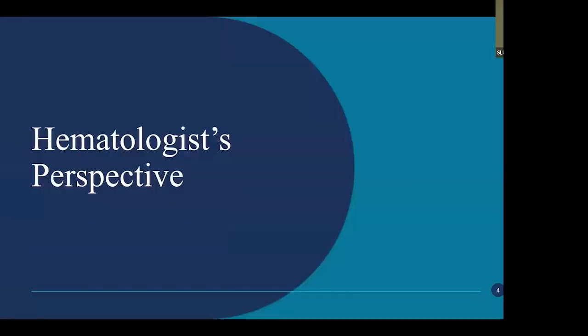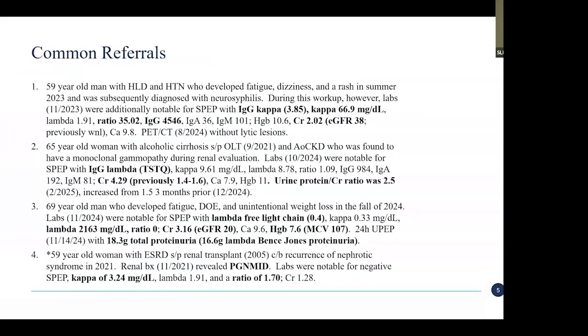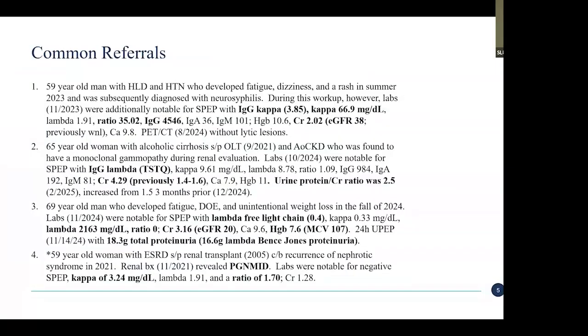All right, so from a hematologist's perspective, these are 4 cases of mine, with the last one actually being my colleague Dr. Cowan's, that I think do a good job of representing a lot of what we see in the plasma cell disorders group. The first patient is a 59-year-old man who was found, on workup for neurosyphilis actually, to have an IgG kappa that was 3.8, a kappa free light chain of 66 milligrams per deciliter, a ratio of 35, and a creatinine of 2 that was previously normal.